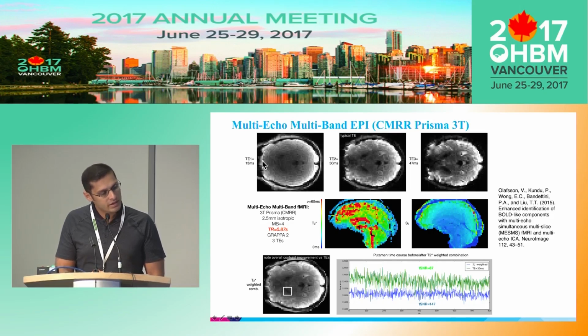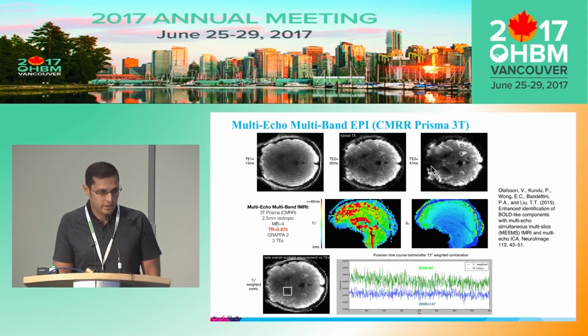Even with a multi-echo, multi-band sequence, the same story plays out: as you go to higher and higher echo times, this is TE equals 30, you get more and more dropout because the point at which you're imaging doesn't have any signal anymore because it's dephased away. But you can actually use these images to estimate a T2 star map as well as an S0 map.